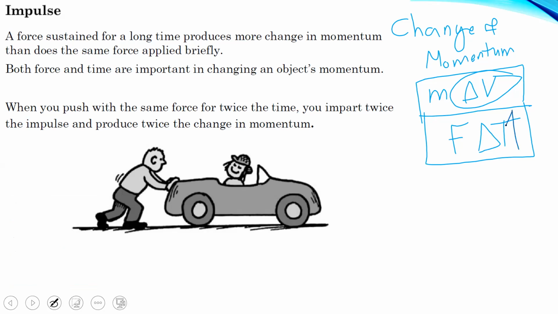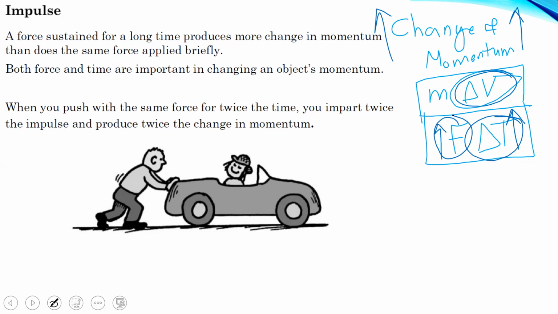So if the delta t is greater, if you have a long time, the change of momentum will be great. And also, if the force that is applied is great, as we said before, the change of momentum will be great. So to change the momentum, you have to change the velocity, or apply force for a long time, or have a greater force. This is a way to change the momentum.